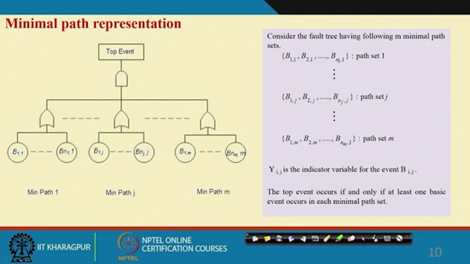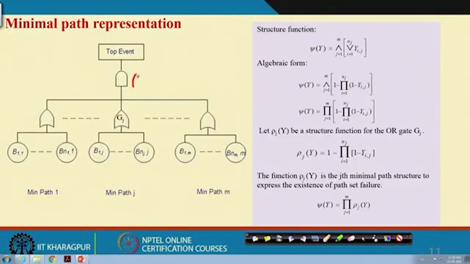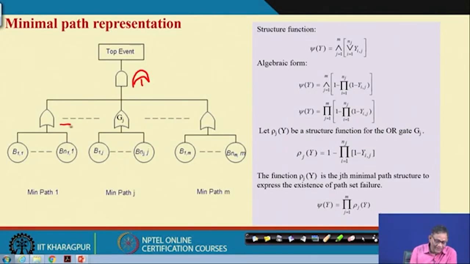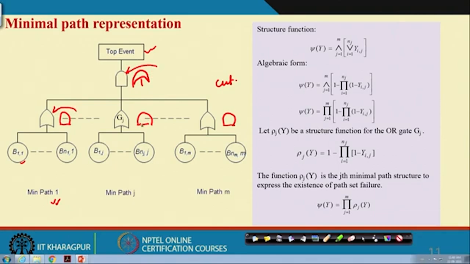So, as a result, if you go back and see the minimal path representation in terms of minimal cut sets, you have seen that here we have used this OR gate, and here everywhere we have used AND gates. This is for cut representation. But these are all failure events, and this is also a failure event. In path representation, what happened? We keep these failure events and the top failure event intact. So, in order to go for path representation, this OR gate is converted into an AND gate and the AND gate is converted into an OR gate. So, that is basically path representation.